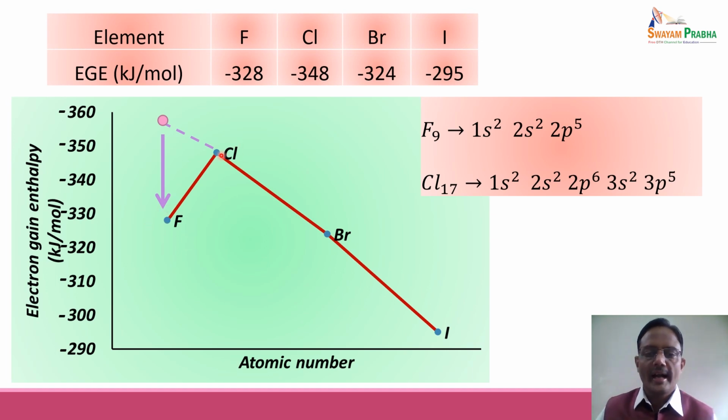Secondly, the atomic size of fluorine is much smaller as compared to chlorine, and as a result the repulsion of the electrons is much higher. And since there is a large repulsion among the electrons in case of fluorine, the fluorine atom has got a lower value of electron gain enthalpy as compared to chlorine.